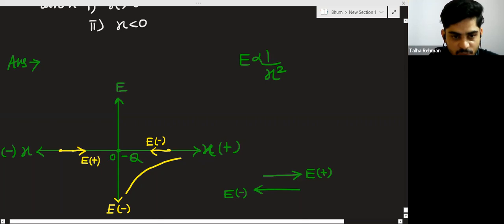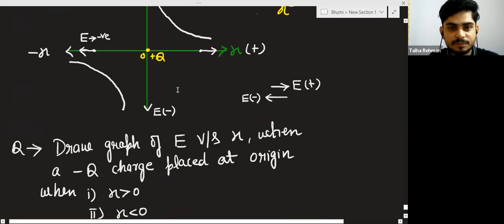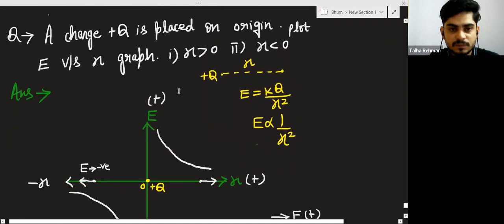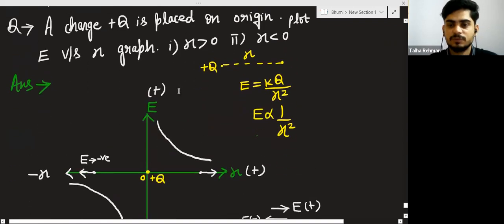And when we are moving in this direction, the electric field is positive. The graph will be like this. As you are moving in this direction, the electric field is decreasing. Here you can also say that when you are moving from this to this direction, the electric field is decreasing. So please note it down.